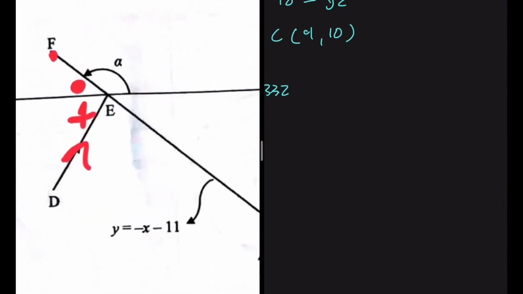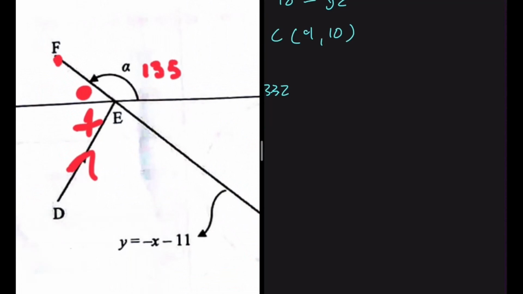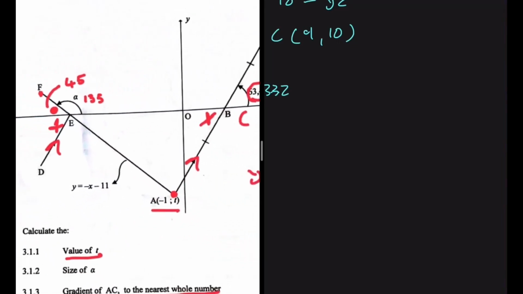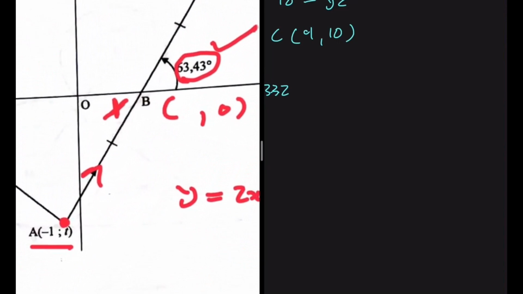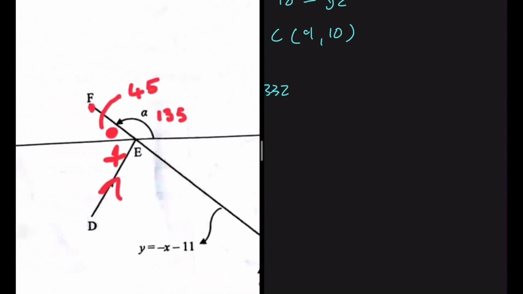So let's go back to that first angle. We know that alpha is 135. If alpha is 135 and the sum of angles on a straight line is 180, then this angle here should be 45 degrees, right? And then the other angle, we have 63.43 right here. Because of vertical opposite angles, this angle right here should also be equal to 63.43. So now we can replace this angle and write 63.43.